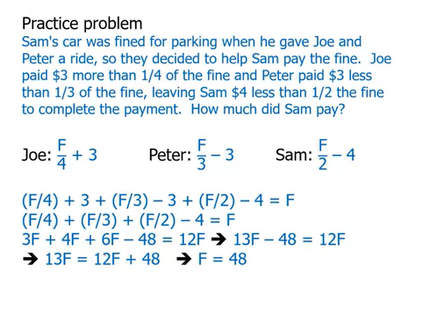We have found the value of the fine. But that's not the answer. That's not what the question is asking. It's asking how much did Sam pay? Well, Sam paid half the fine. Half is 24. He paid $4 less than half the fine. Half is 24, so he paid $4 less. Sam paid $20. And incidentally, if you're curious, Joe paid $15 and Peter paid $13, and that's how they covered the fine.